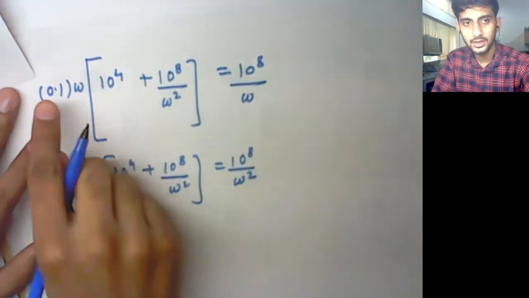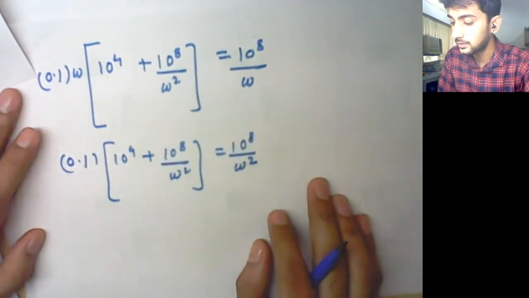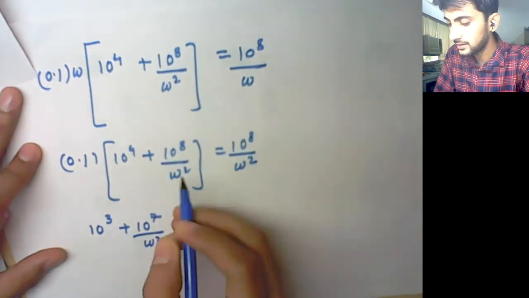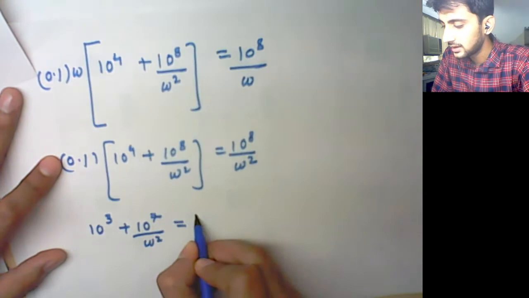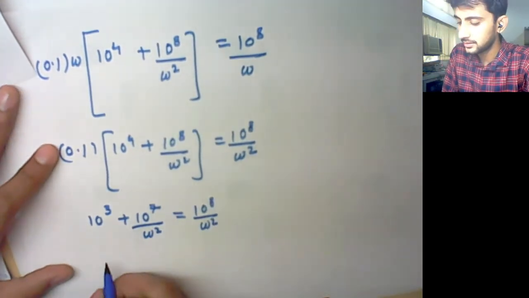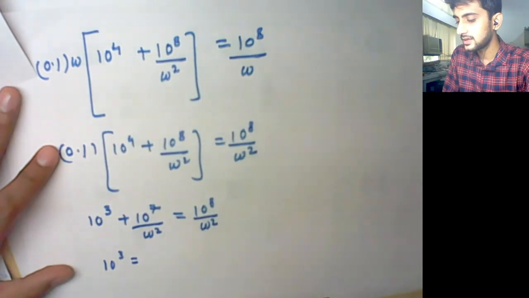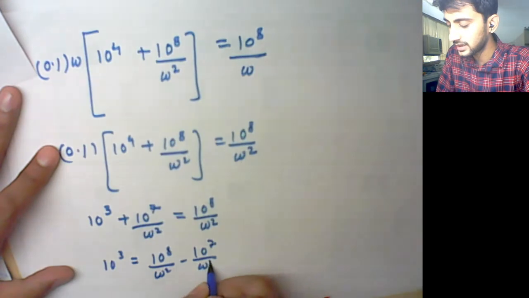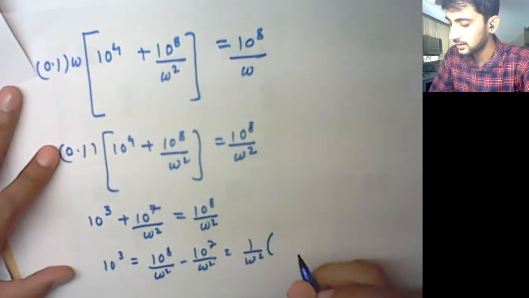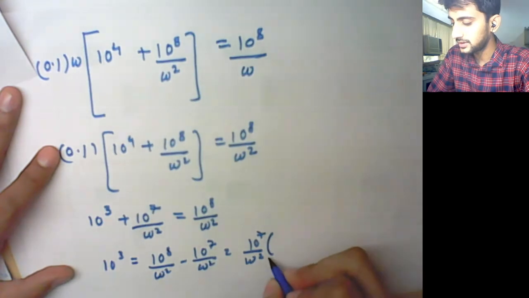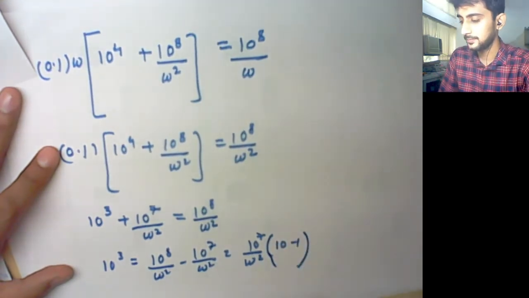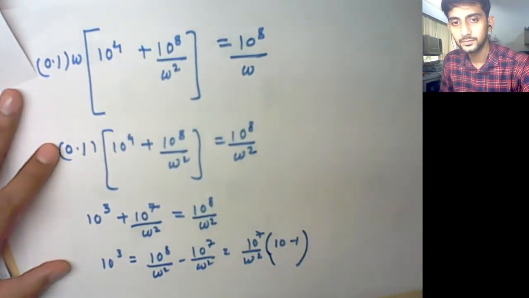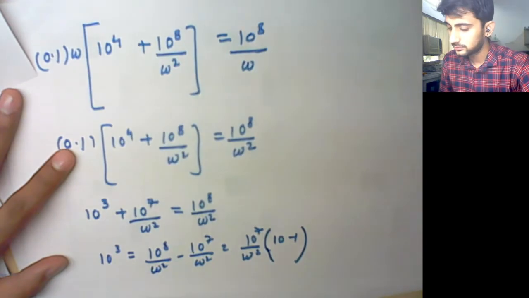Okay, see, this omega I take to the denominator. Then what remains is 10 raised to the power 3 plus 10 raised to the power 7 upon omega square. This 8 is multiplied by 0.1 and becomes 7, 10 raised to the power 8 upon omega square. You are left with 10 raised to the power 3 is equal to 10 raised to the power 8 upon omega square minus 10 raised to the power 7 upon omega square, taking 1 upon omega square common, and 10 raised to the power 7 common, you would have 10 minus 1 there. Right? Correct?